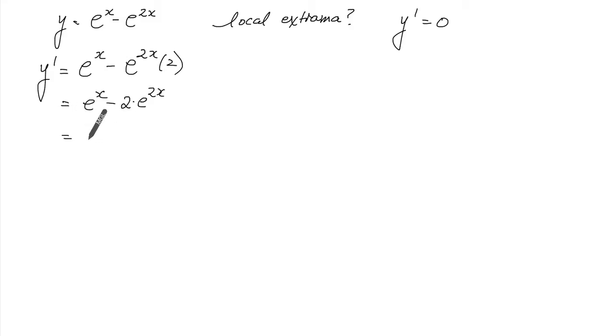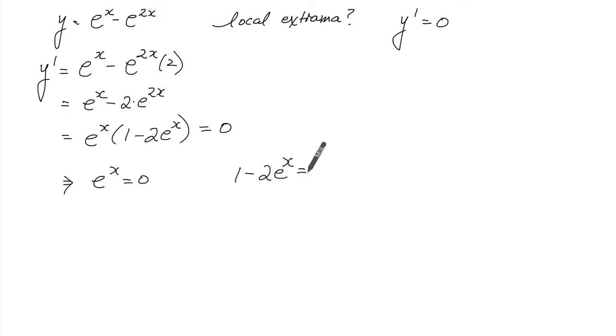Now I can factor this. I can factor e to the x, 1 minus 2 times e to the x. And I'm going to set that to 0. And whatever values of x make this function equal to 0 will give me the x coordinates of the local extrema. So the function above is equal to 0 when either e to the x is equal to 0 or 1 minus 2 times e to the x is equal to 0.